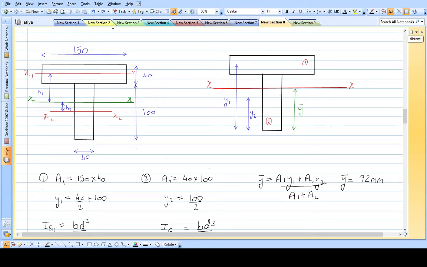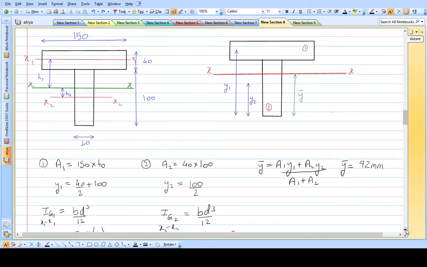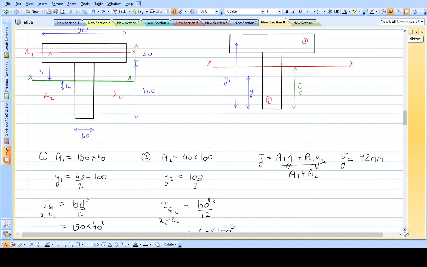Okay, so here we will find moment of inertia of the second part, BD cube by 12. Now next is to find the distance between the centroidal axis xx and the axis of the individual parts.